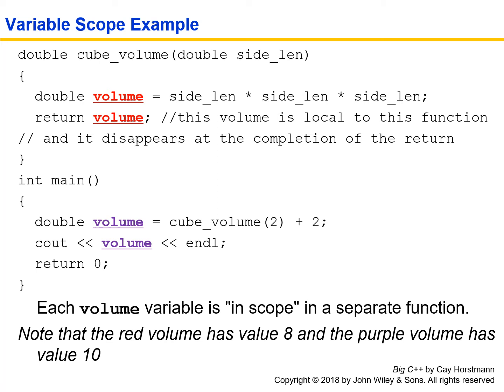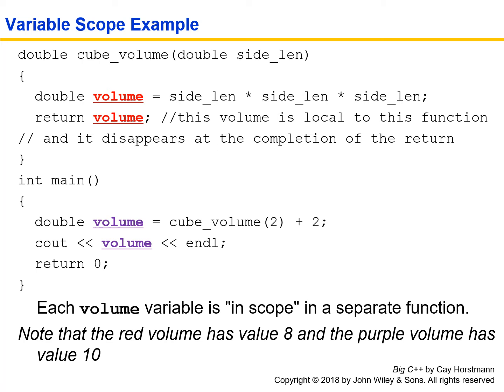Cube volume, the function, has a double volume and a return, and it returns volume. So there's a red volume, and then in int main, they also declared a variable called volume, which they set to cube volume of 2 plus 2. Why the plus 2? Just to show that these two volumes are not going to be equal just because they have the same name. The red volume is going to have value 8. The purple volume is going to have value 10.